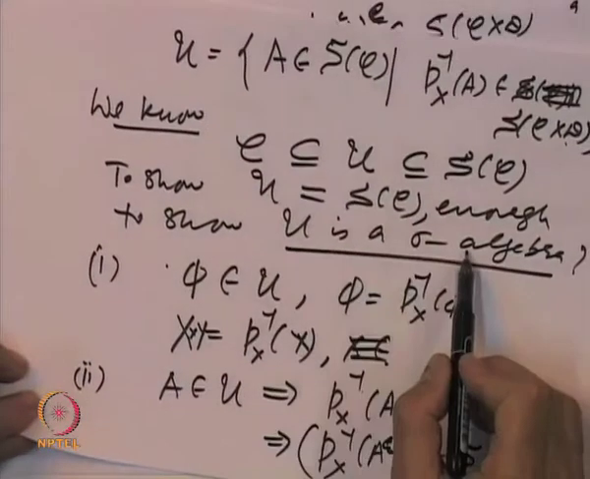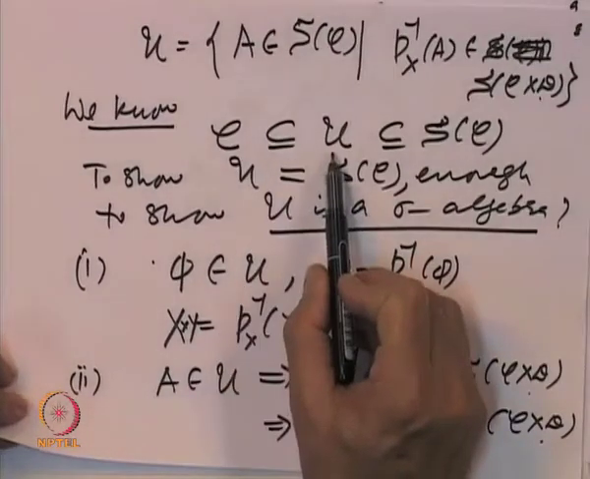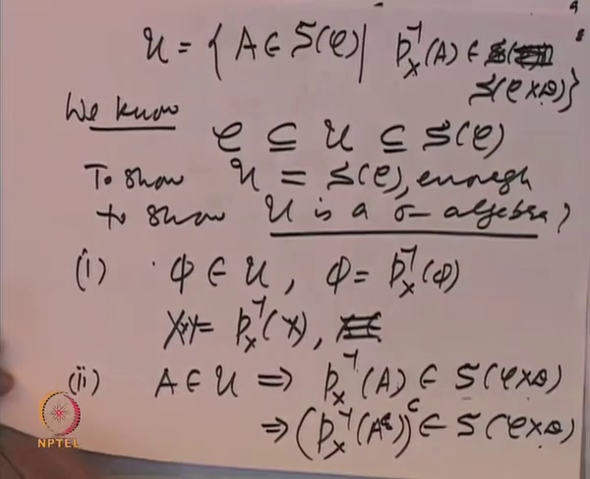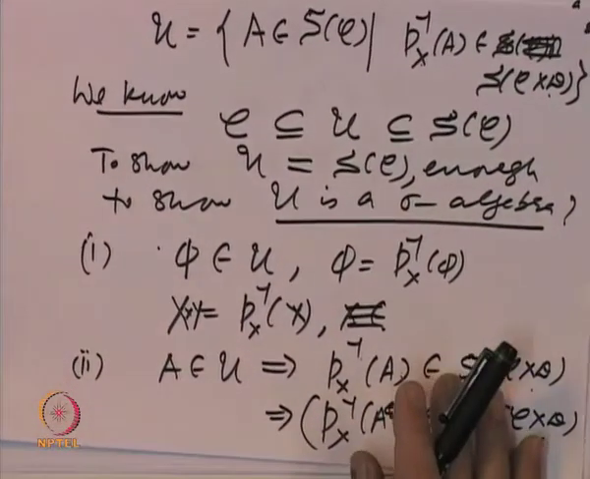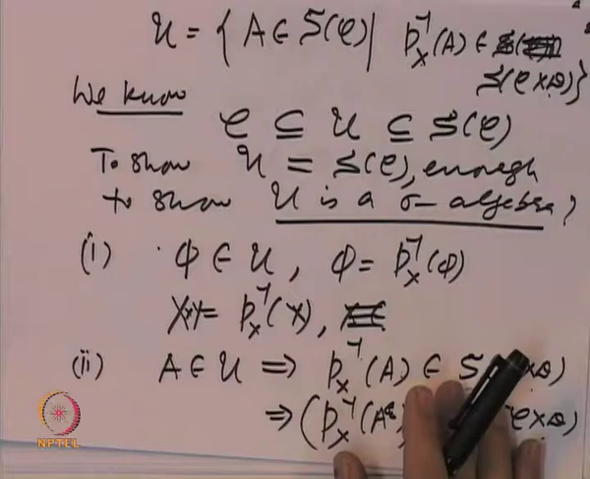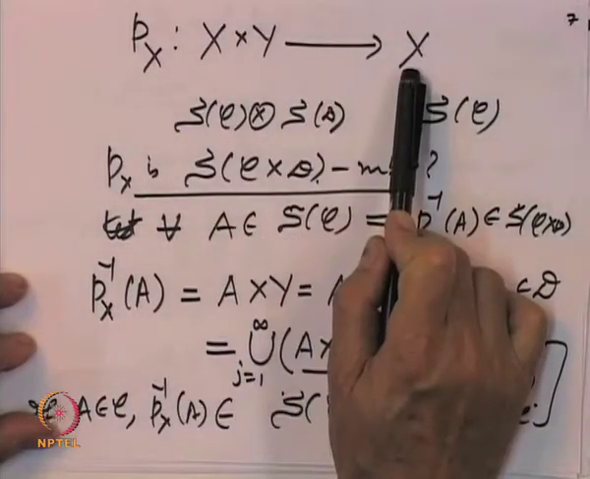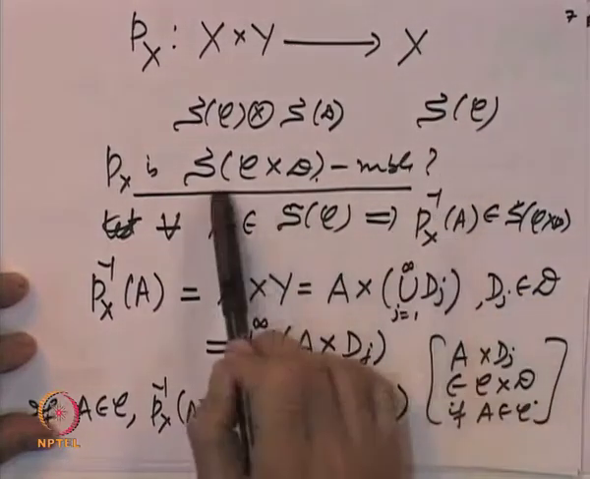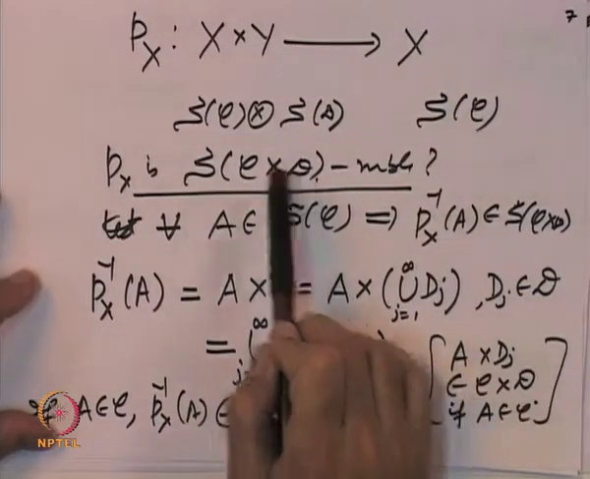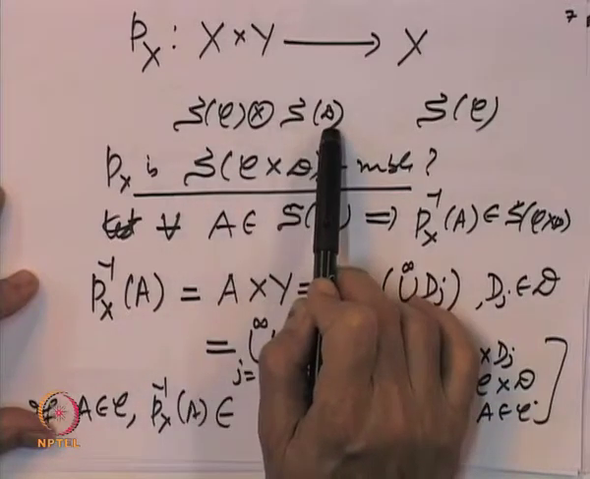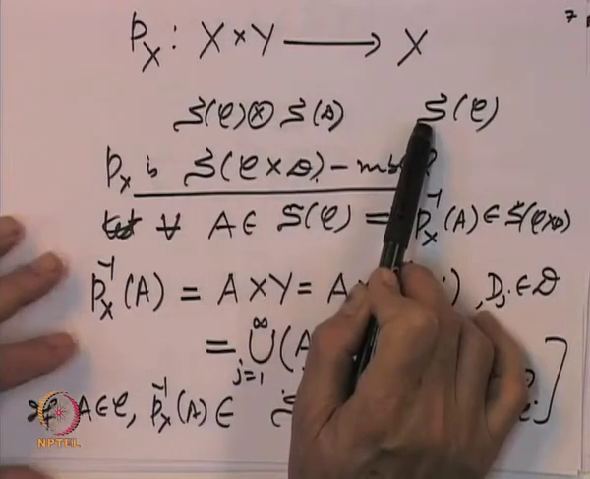So, U is a sigma algebra, includes C. So, U is equal to S(C). That means P_X inverse of A is measurable. So, what we have shown is that if we look at the map P_X, (x, y) to x, then it is S(C × D) measurable, and the product sigma algebra S(C) × S(D) is the smallest one with respect to which this is measurable.